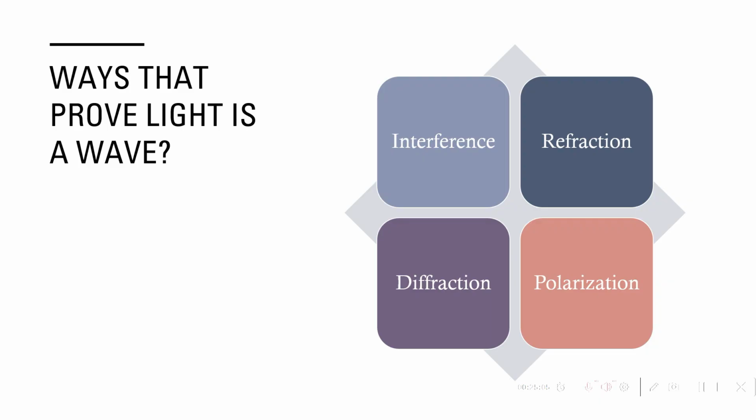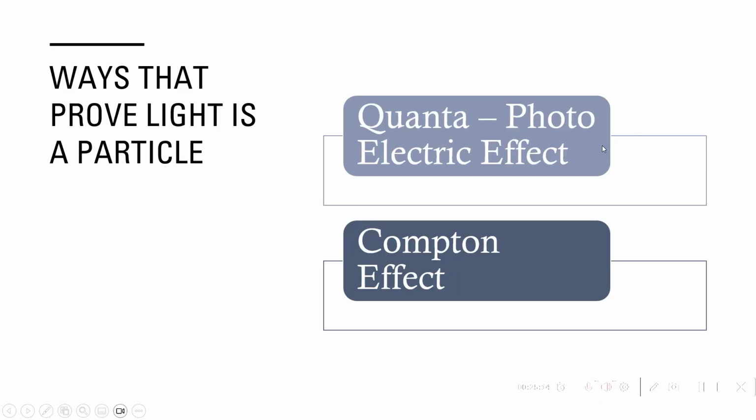Okay, ways that prove light is a wave: interference, refraction, diffraction, polarization. Those prove that light is a wave. For the particle theory, the big one is the photoelectric effect. The photoelectric effect is the important one that proves that light is a particle.